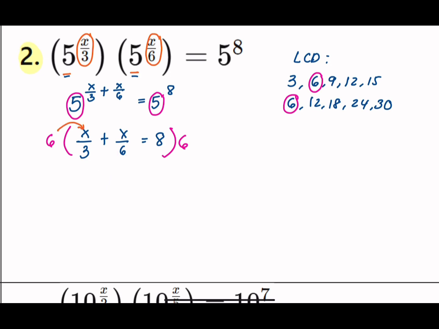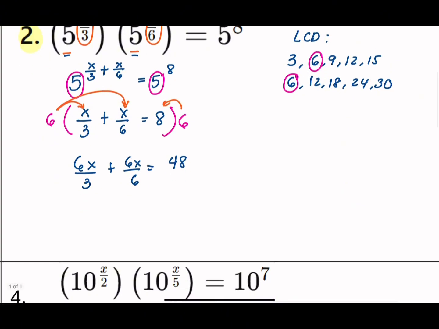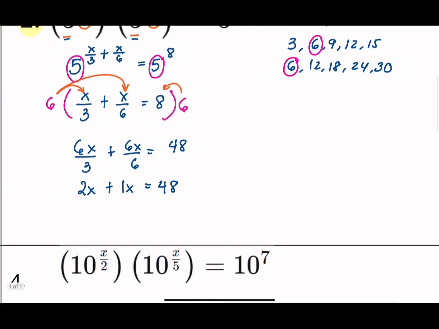6 times x, I have 6x. 6 times x again. Oh, by the way, this is 6x over 3. 6 times x is 6x over 6 is equal to 6 times 8, which is 48. Now I can divide this. 6 divided by 3 is 2x. 6 divided by 6 is 1x, or simply x, is equal to 48.